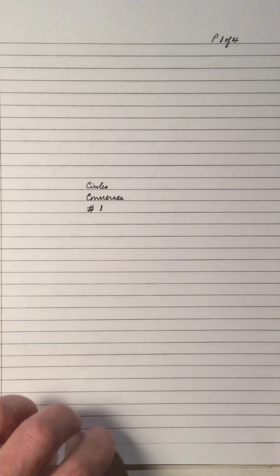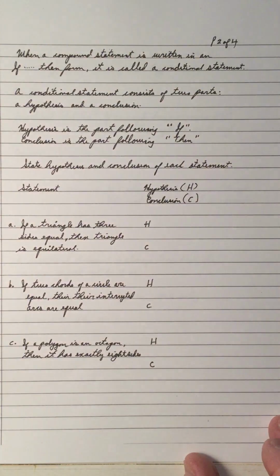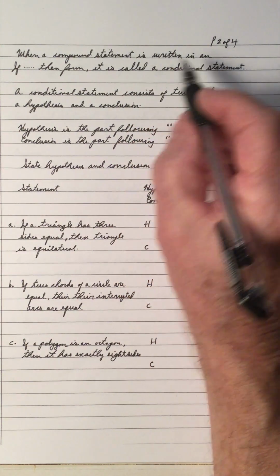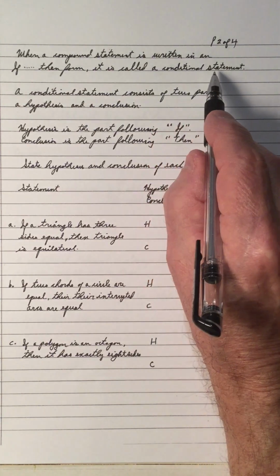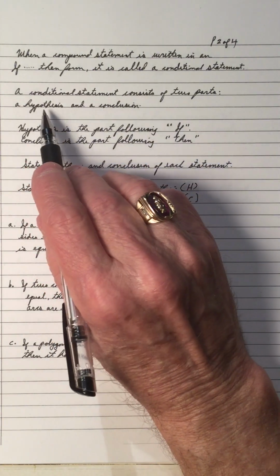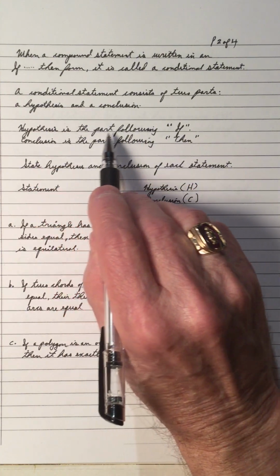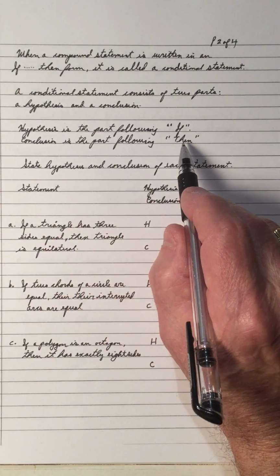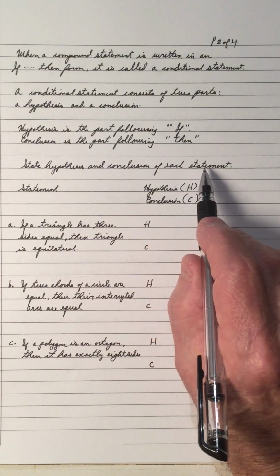This video is on converses, and it's Converses number 1. When a compound statement is written in an if-then form, it is called a conditional sentence. A conditional sentence consists of two parts, a hypothesis and a conclusion. The hypothesis is the part following the if, the conclusion is the part following the then. State the hypothesis and conclusion of each sentence.